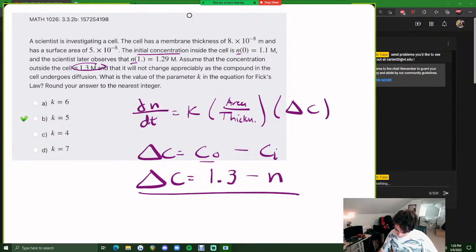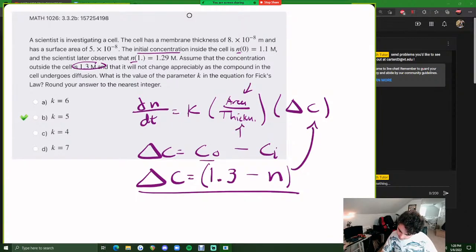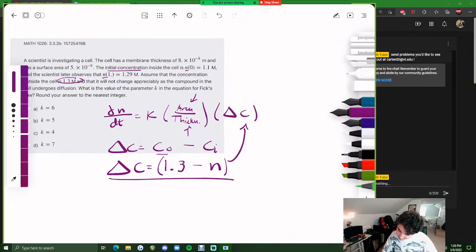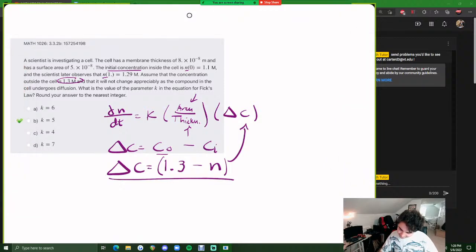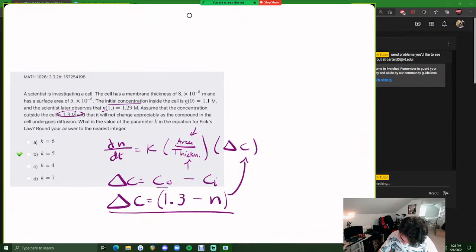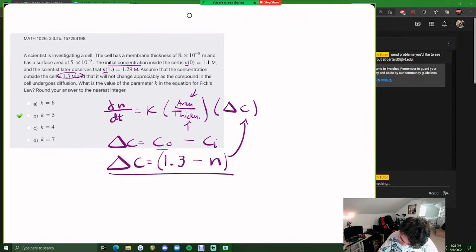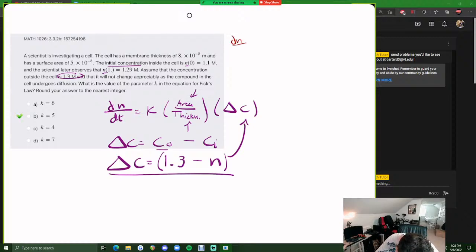So now we are going to plug this in here along with the area and the thickness obtained from the problem. Let's give it a shot. So try to do this without having to zoom in and out. I know everyone loves that. All right, dN over dt equals k. K is what we do not know. K is what we're looking for.